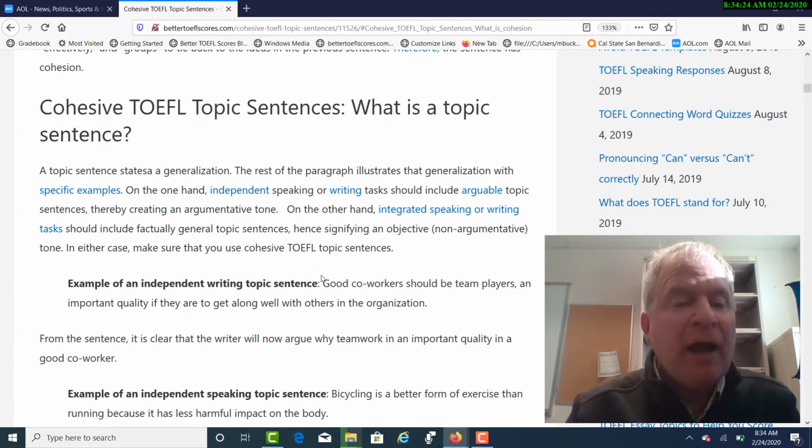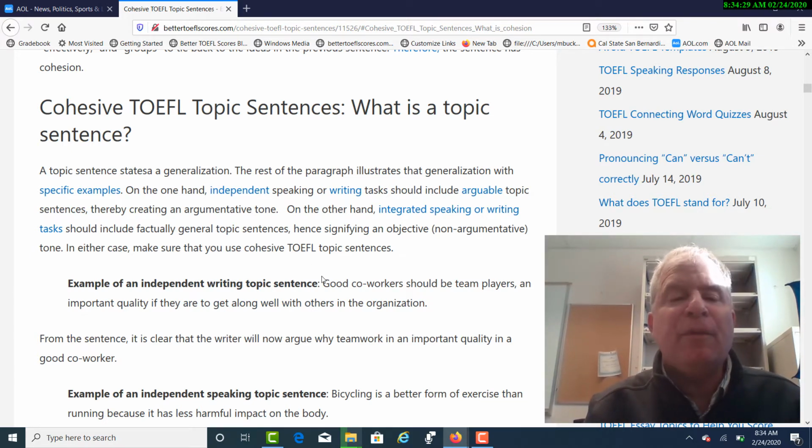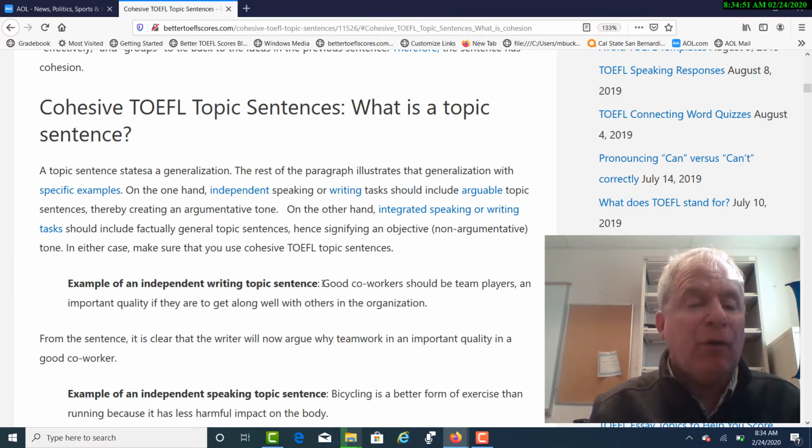So the way you want to do that is the topic sentences need to repeat some of the key terms from either the writing or the speaking prompt. Okay, so here's an example of an independent writing topic sentence. So maybe the question might be, what is the most important quality of a good coworker? So then the topic sentence says, good coworkers should be team players, an important quality if they are to get along well with the others in the organization.